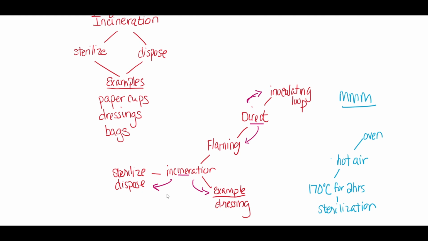Flaming is used either directly or in incineration. With direct, you can use it in your lab with your inoculating loop, putting it over the Bunsen burner. Then you have incineration, where you can sterilize or dispose of items such as dressings, bags, or paper cups. Then we have hot air, and the instrument used is the oven. Here's the temperature, the time, and it's used in sterilization.